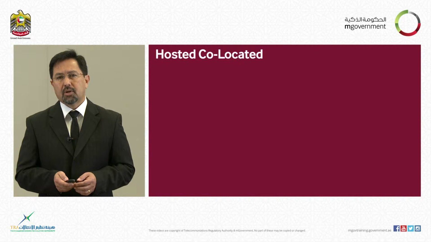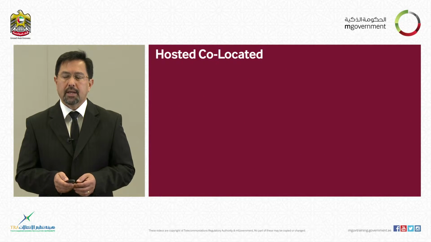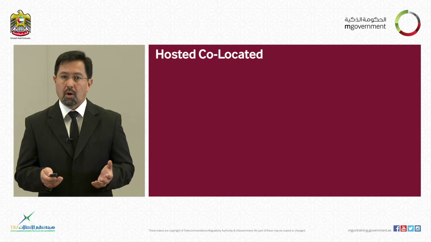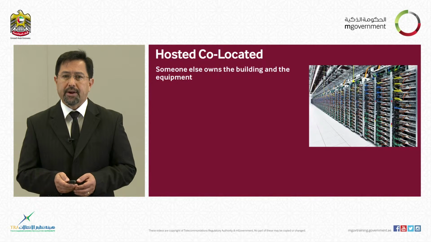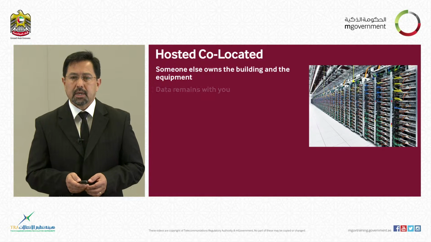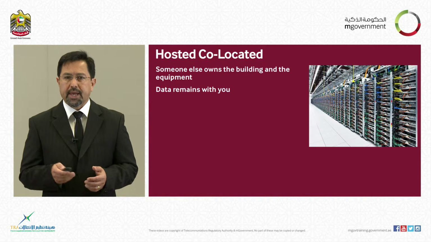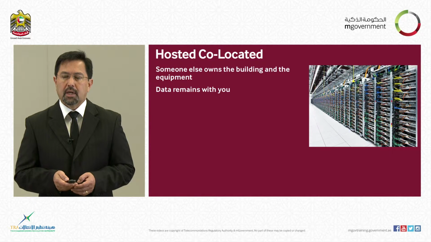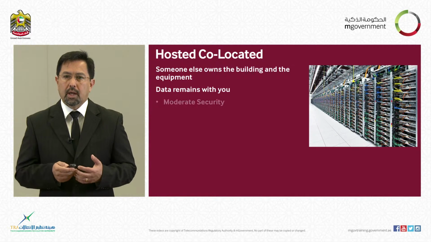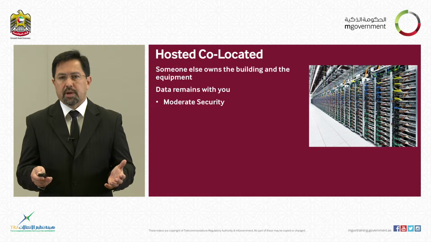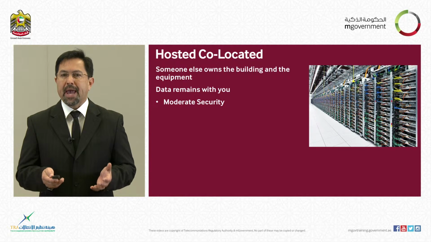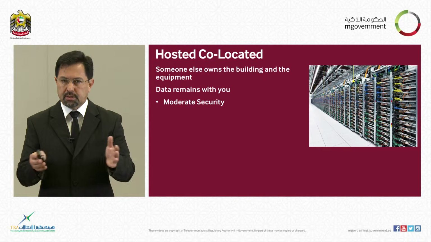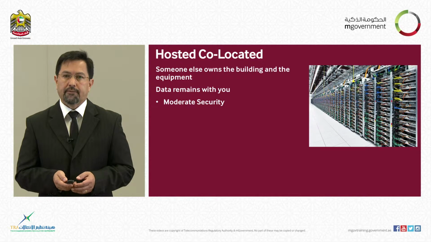The second kind is called hosted or co-located. A short version of this is called colo. Someone else, a provider, owns the building and the equipment. The data, and typically the applications and the systems, the racks, the servers, are things that you own. The arrangement is one in which you are really paying for a shared space, a shared piece of the geography inside of that data center.